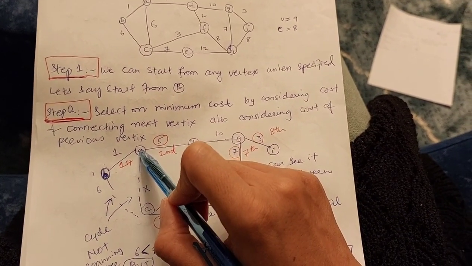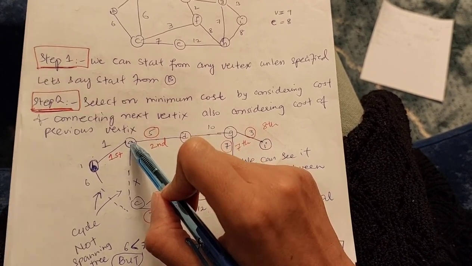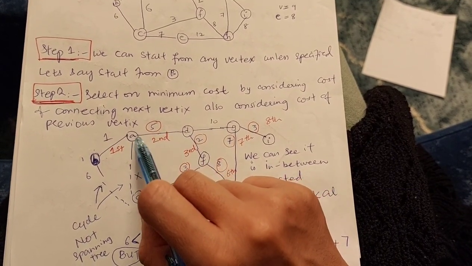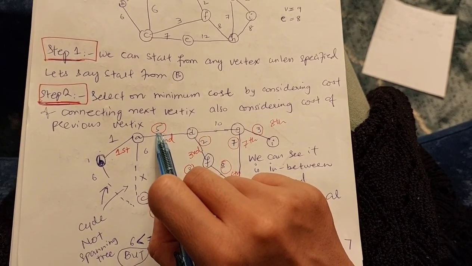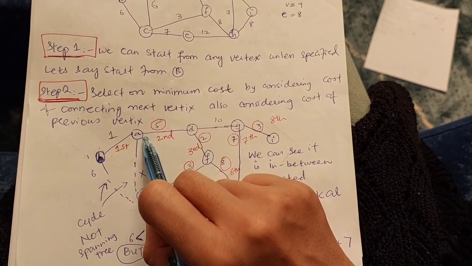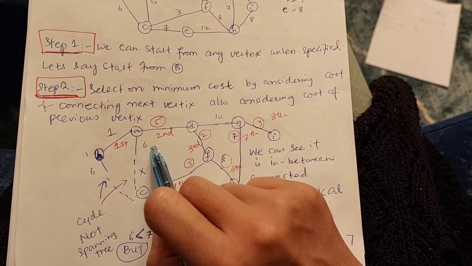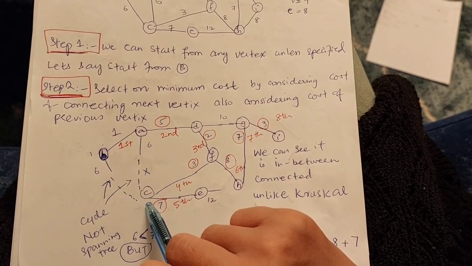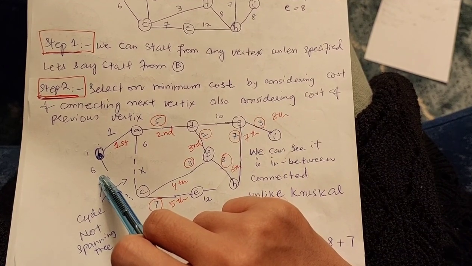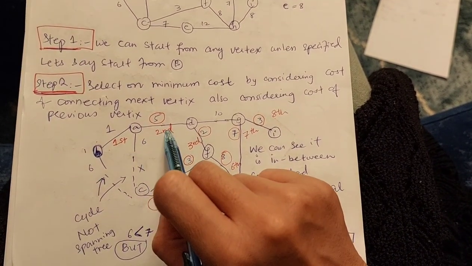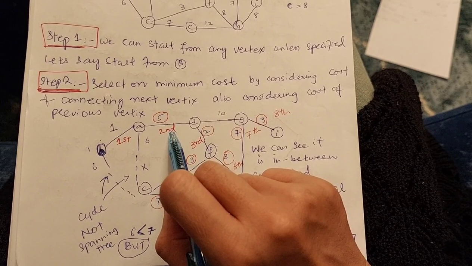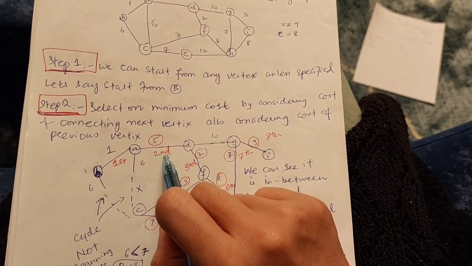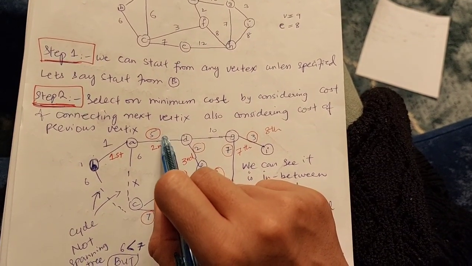Now I have got this vertex A. Now just see, there is a connection between A and D which has a cost of 5, and there is a connection of A and C which has a cost of 6, and there is a connection of B and C which has a cost of 6. So out of these 3, of course this 5 is minimum, so I am going to select this 5 as my second edge, because the cost is low.